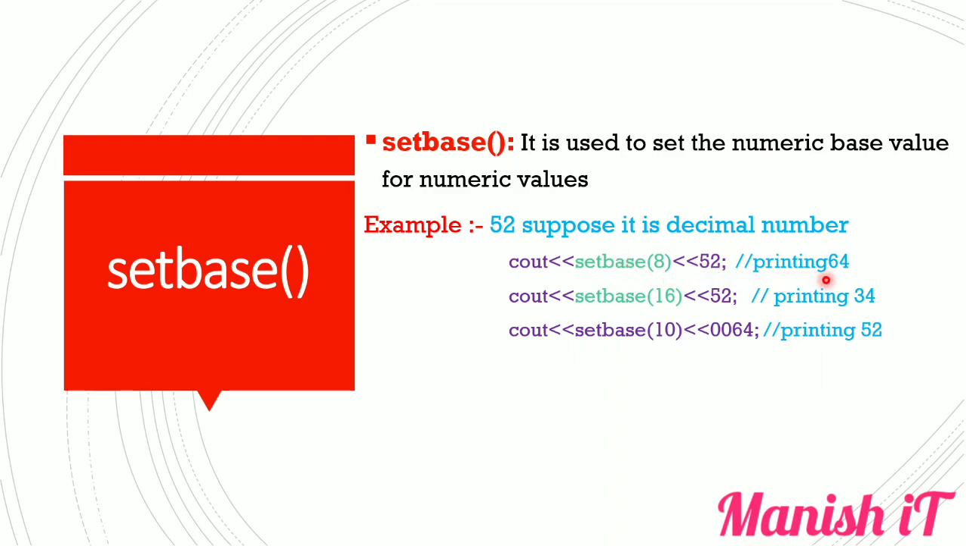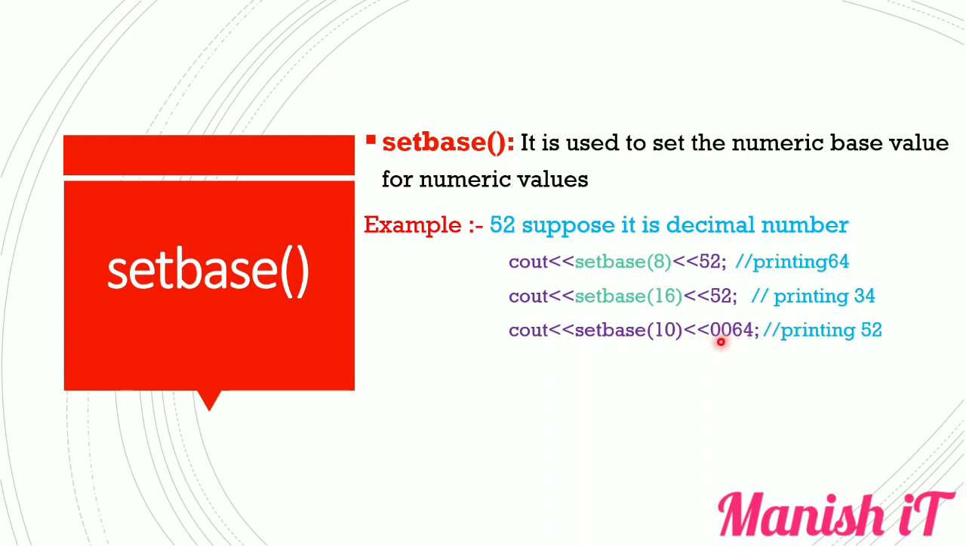So for all this line, it means I want to get the octal number of 52. So it's simply printing the octal number of 52, which is 64. So the next line is setbase 16. It means I want to print the hexadecimal number of 52. So it's simply printing 34. So the next line is cout setbase 10. It means what? I want the decimal number of this 0064.